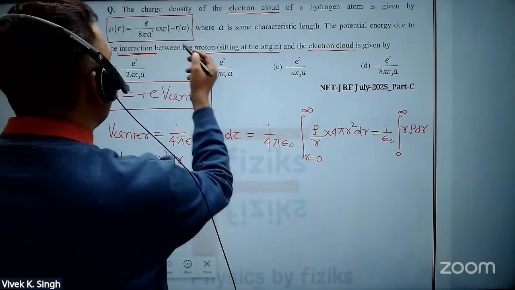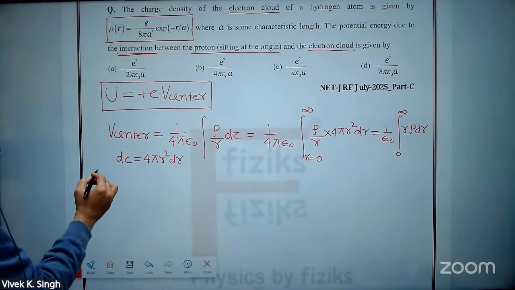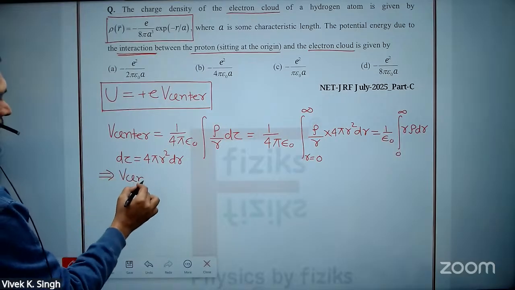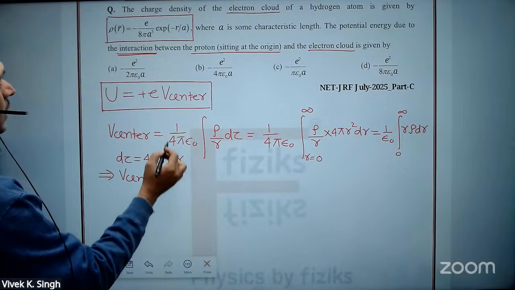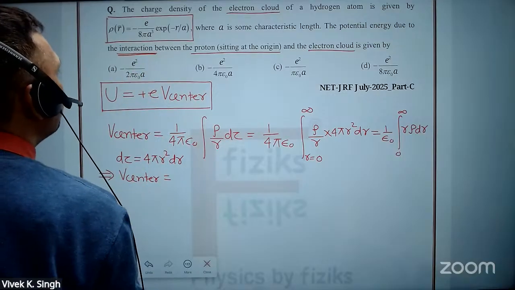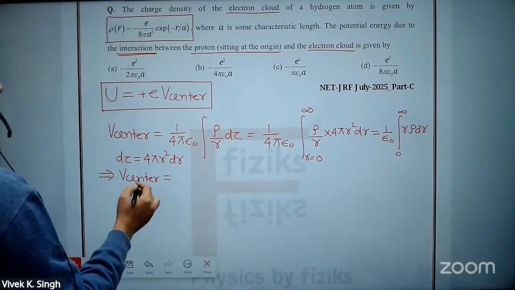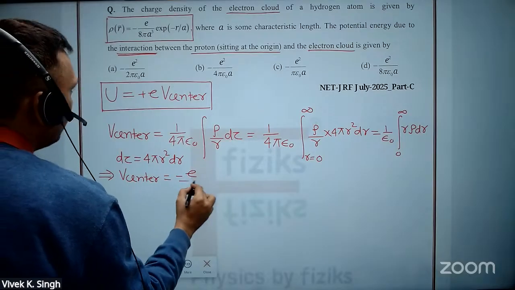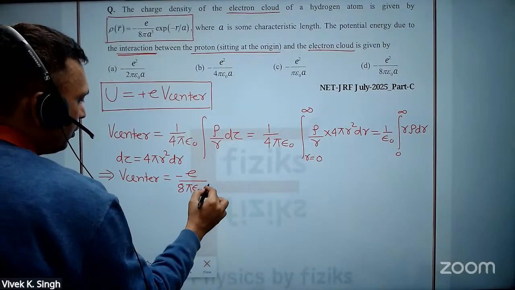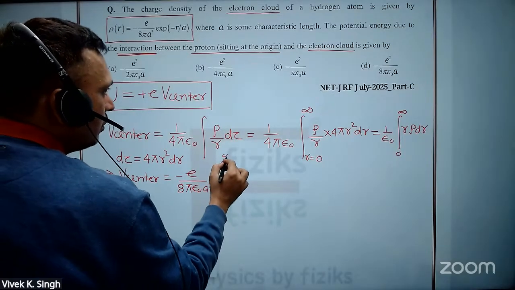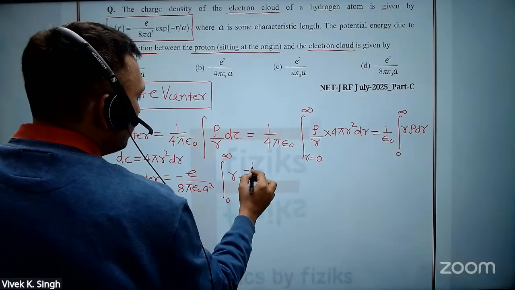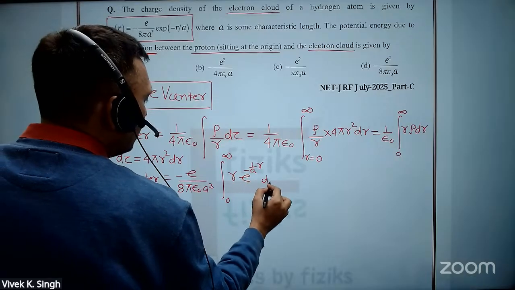So if you substitute the value of rho here, that will give you the potential at the center, I'm taking this term common, minus e by 4 pi epsilon naught times minus 8 pi a cube. So this will give you minus e by 8 pi epsilon naught a cube, integral 0 to infinity, and this becomes r exponential minus 1 by a into r dr.